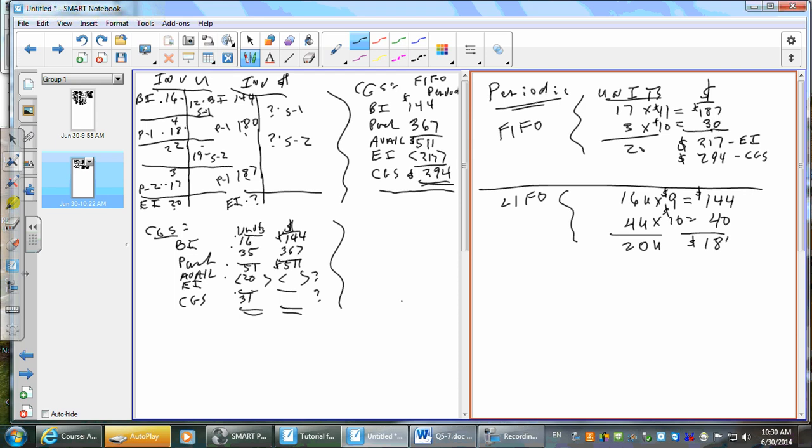Is that going to make a difference in your cost of goods sold? Sure it is. 217 compared to 184 makes a difference, doesn't it? Anything that you don't have in ending inventory must be where? Cost of goods sold. Got it? It's going to make your cost of goods sold more, which is going to make your net income what? Less, which is really good on your tax return.